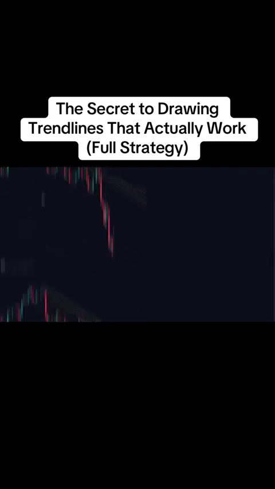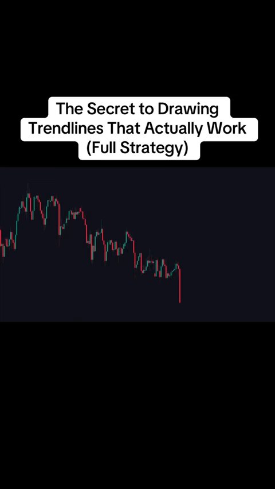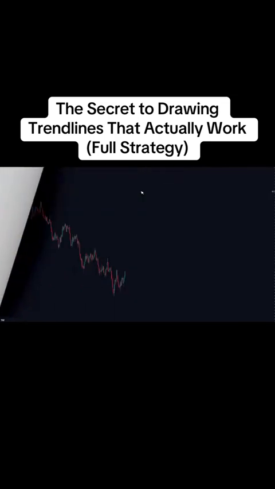Okay, now let's talk about one of the most common questions traders ask. Should I draw my trend line through the wicks, the candle bodies, or both? Here's the answer. Always draw your trend line wherever you get the most valid touches. Let's walk through an example.